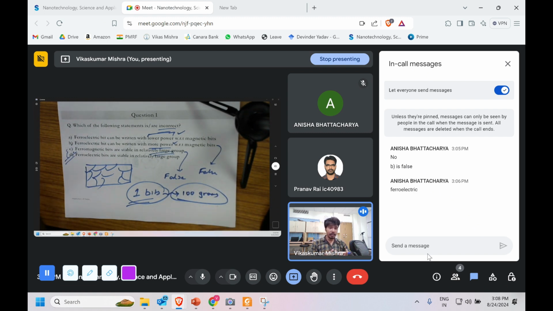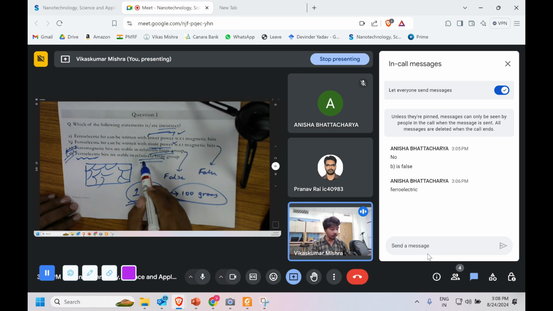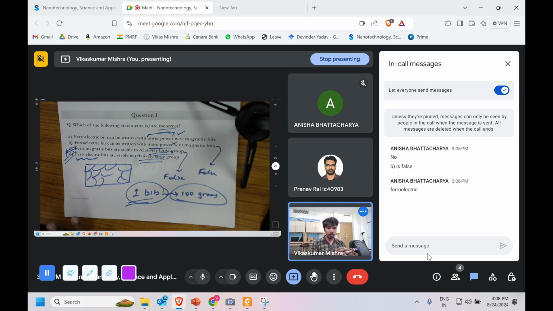So 100 grains of that region will correspond to 1 bit, that too in the ferromagnetic way. Now what about the ferroelectric? We know it will take a relatively large group. Relative to what? Relative to the ferromagnetic. So if I want to store the same amount of information in the ferroelectric instead of ferromagnetic, I will require maybe 200 or 300 grains to store 1 bit of information.